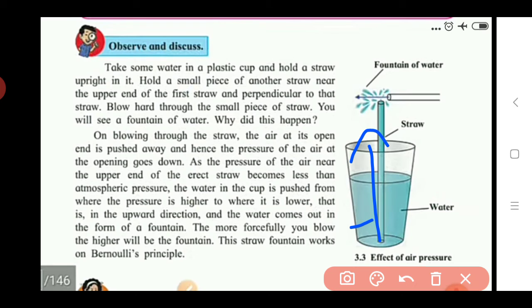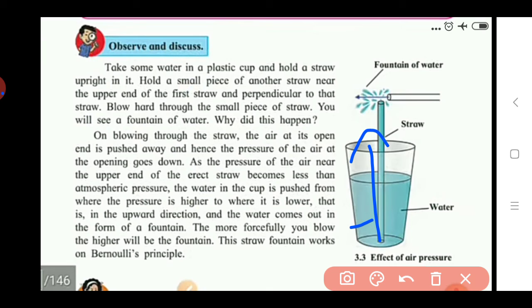Okay, so this straw fountain works on the Bernoulli principle. In the last lecture we also saw what the Bernoulli principle is. According to the Bernoulli principle, air moves from higher pressure to lower pressure. So according to this principle, here also whenever the air pressure gets lower at the open end of the vertical straw, the higher pressure is at the other end of the straw, which is deep in the water. At that place air pressure is higher.